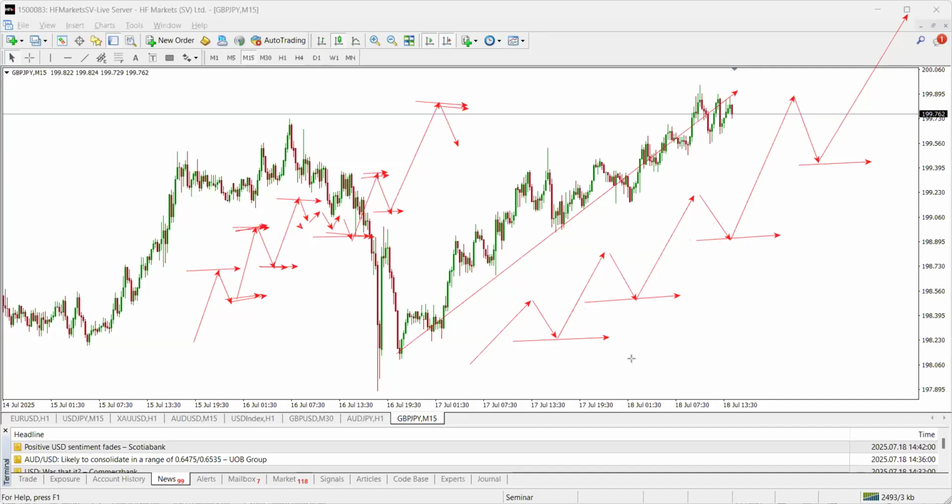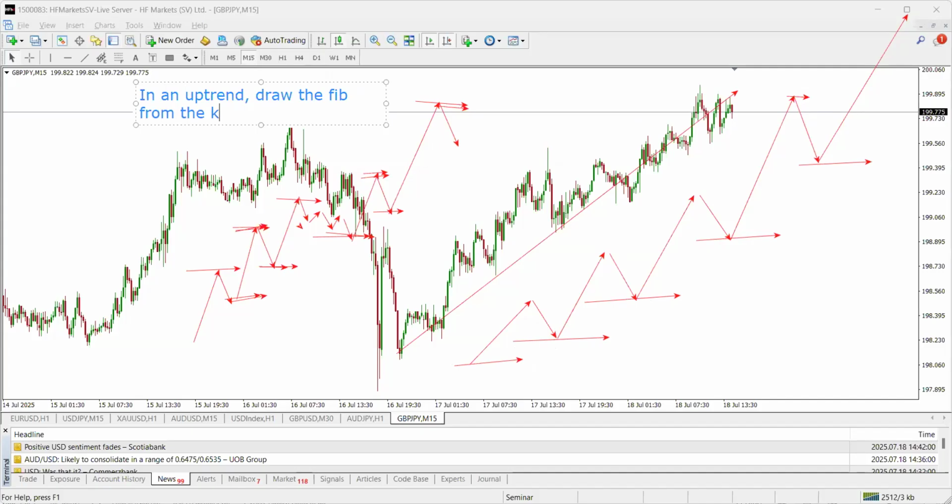This is where the Fibonacci tool helps you. If it's an uptrend like this, you can pick the Fibonacci tool and draw from bottom to top, from the low point to the high point. Let me write that out for you very quickly. In an uptrend, draw the Fib from the low point to the high point on the chart.